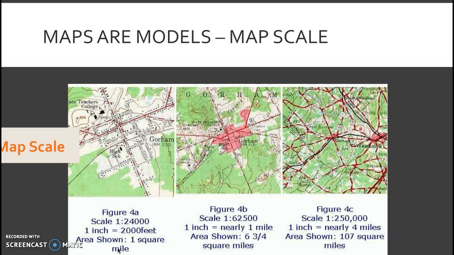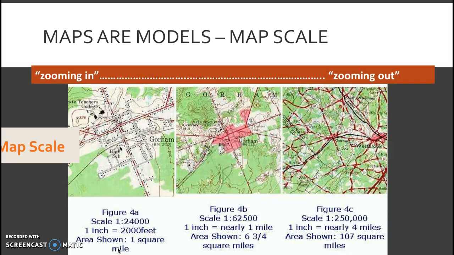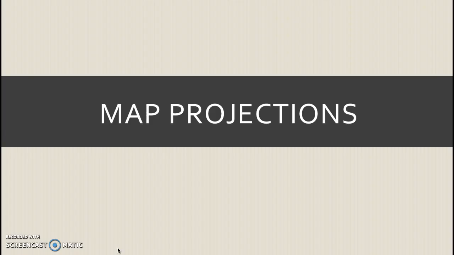As we move to the right to figure 4b and 4c, we're seeing more and more area on the ground as if we're zooming out. Note that in 4c, all the way on the right, the scale is now 1 to 250,000, and 1 inch on the map represents nearly 4 miles on the ground. This would be a smaller scale map as individual features on the ground become smaller and smaller, while more area overall is shown.